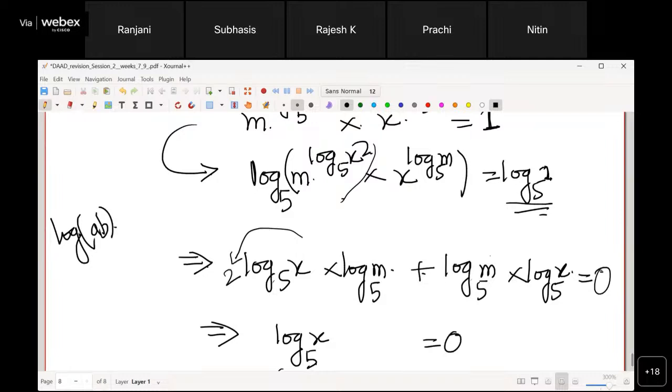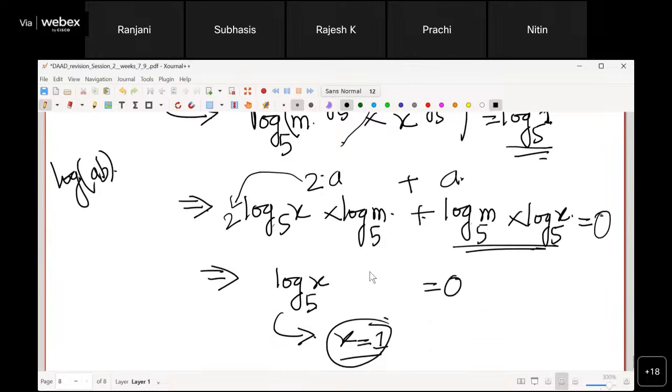Then it will be 2, and I have the same thing here, right? So this is basically 2a plus 1a, which is 3a. And 3 times a equals 0, then a will be 0. Of the 2 terms, one is positive, so the other term should be 0. And in such a case, 5 power 0 is 1. Okay, thank you.